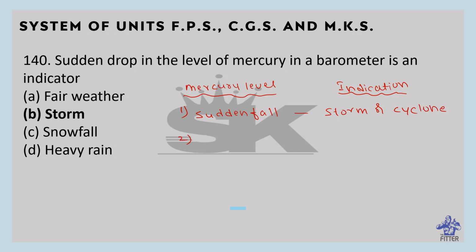And the second one, gradual fall. That indicates possibility of heavy rain. Gradual rise indicates dry weather or fair weather.